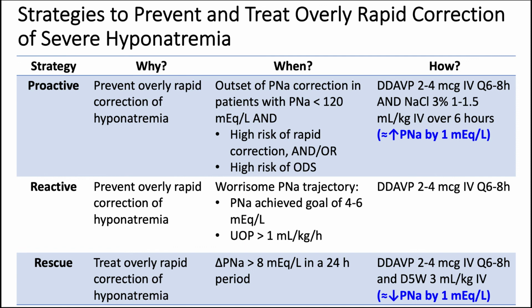And finally, the rescue strategy is when the overcorrection already occurred and it went over 8 in 24 hours. In that case, you have to not only clamp the water diuresis with DDAVP, but also relower the sodium. And we used a volume of D5 of 3 mLs per kilo IV. So if you give that in 1 hour, that should decrease the sodium by 1 milliequivalent per liter. So you can calculate for how many hours you need to run. For instance, if somebody is 80 kilograms, you will need to give 80 times 3. That would be 240 cc's an hour of D5, and that will decrease the sodium by 1 every hour.